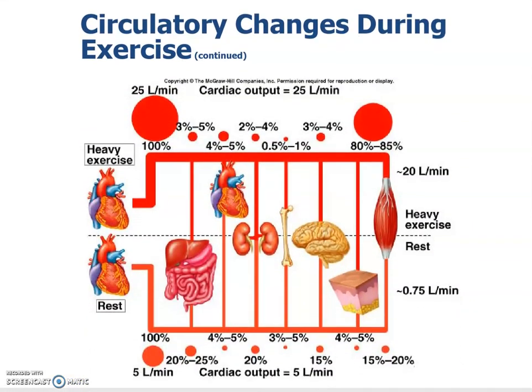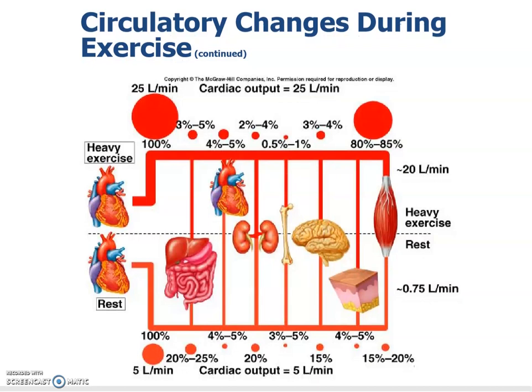So here is an example given. Let's take a look at rest first. Down here at rest, we have our 5 liters per minute cardiac output, and it's distributed in the following ways: 20 to 25% for the gastrointestinal tract, 4 to 5% for the heart, 20% for the kidneys, bones get something, the brain is getting 15% of that cardiac output, and the skin 4 to 5%. So it all adds up, and your skeletal muscle gets 15 to 20% of that cardiac output of 5 liters per minute at rest.